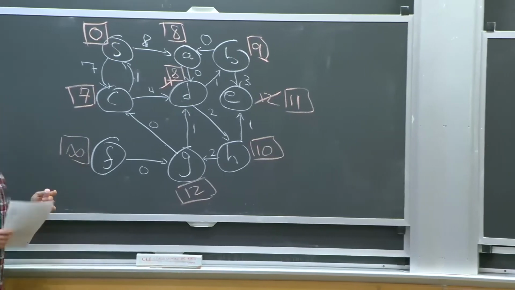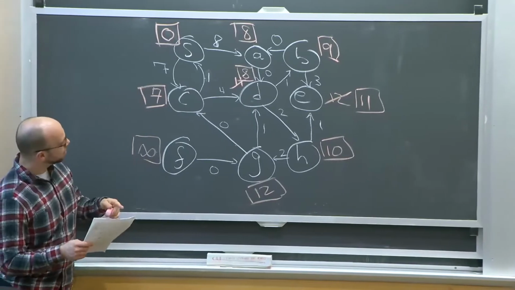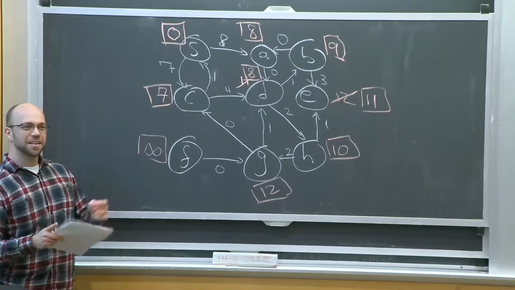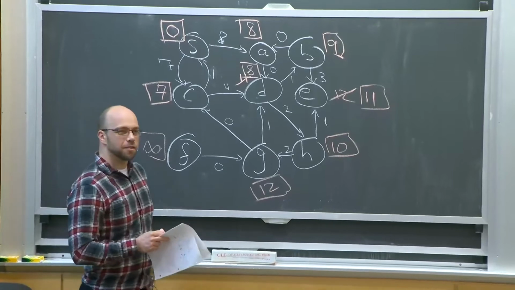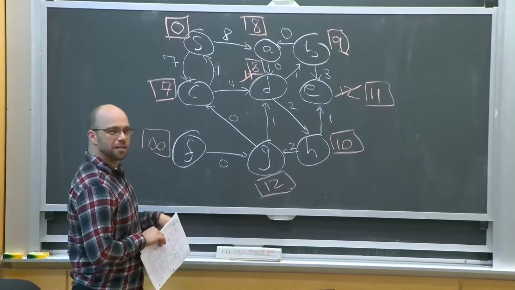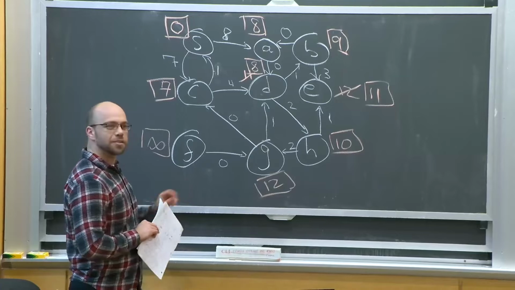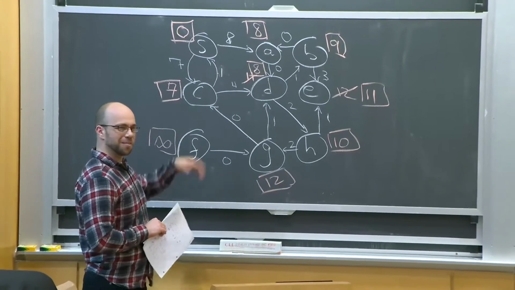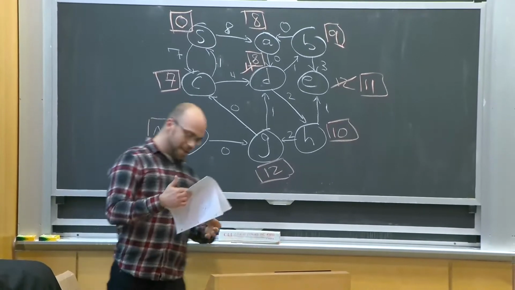Okay, so I believe I managed to do that right. Excellent. So the problem asks for two things. It asks for the single source shortest path distance. It also asks for the traversal order, which I forgot to do while I was doing this problem, but you could retrace it pretty easily. Okay, so that's part A.